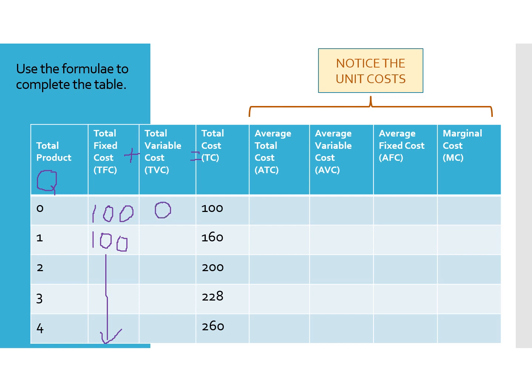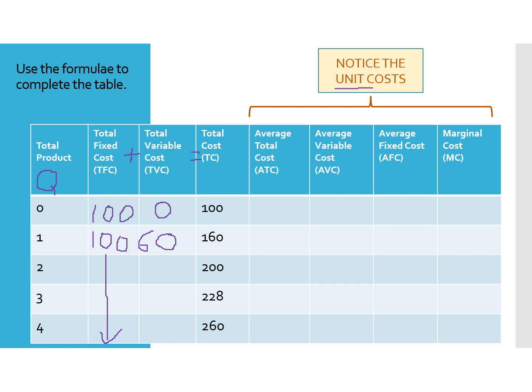So my total variable cost when I produce nothing will be 0. Then I want to know when I produce 1 unit, what is my total variable cost? Well, 160 minus 100 is going to give me my 60. And then we continue, 200 minus 100, 228 minus 100, 260 minus 100, and you're now able to complete all of your total costs. Once you've done that, then you can go and apply your formulae and you will be able to calculate your unit costs.